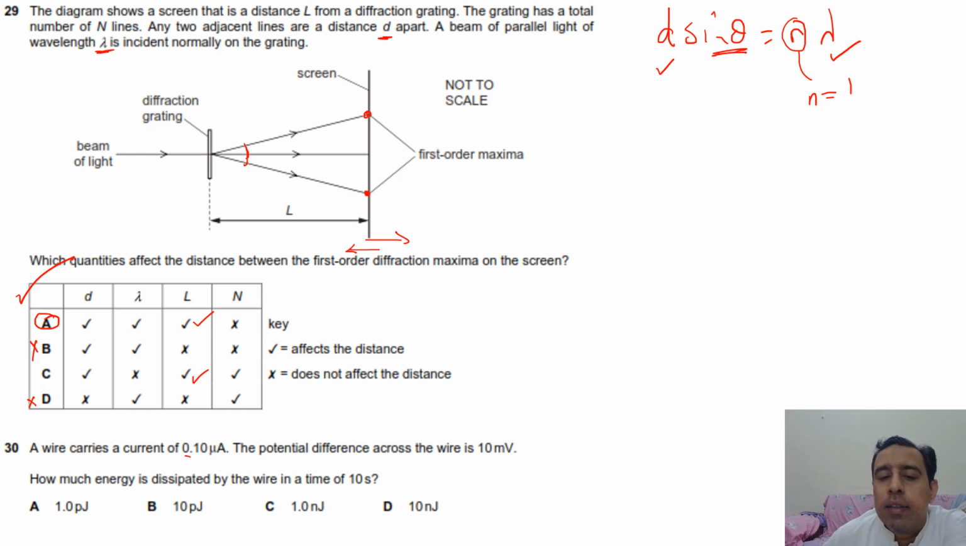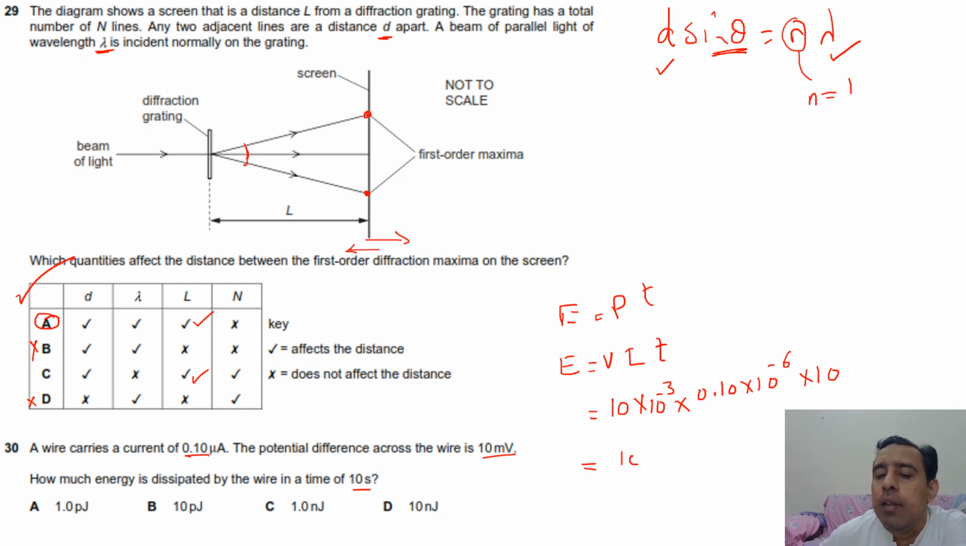A wire carries this current, the potential difference is this one, how much energy is going to dissipate. So E is equal to Pt, or you may write it as VIt, to get the energy. The voltage is 10 into 10 to the power minus 3 for the millivolt. For micro, 0.10 into 10 to the power minus 6, and the time is 10 seconds. So by solving this, you come to know that the answer is 10 nanojoule.